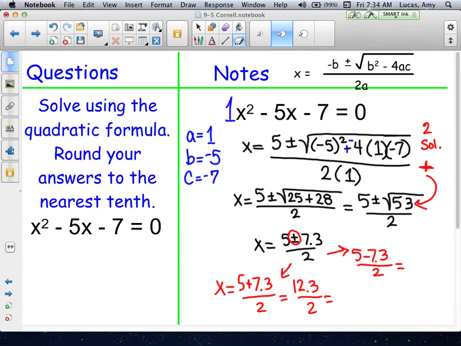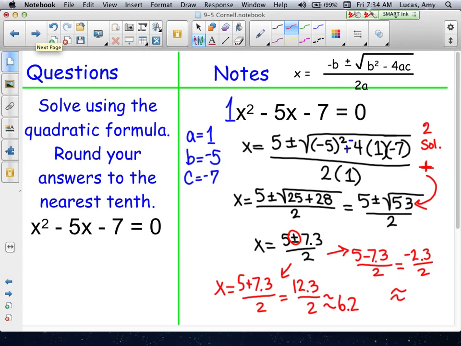So this one, if I round it, is about 6.2. And then my other solution, negative 2.3 divided by 2, is about negative 1.2. So 6.2 and negative 1.2 are my solutions.